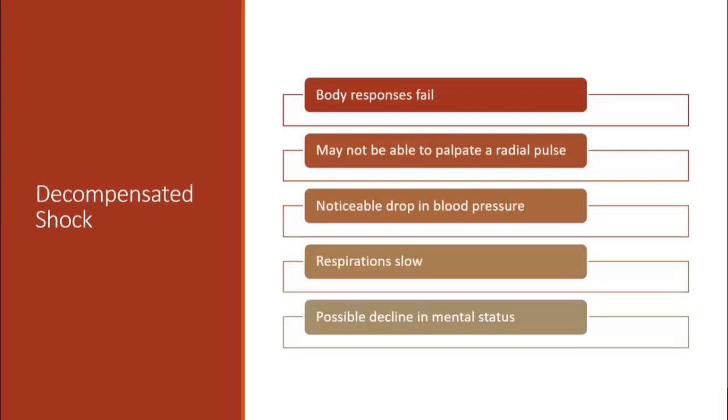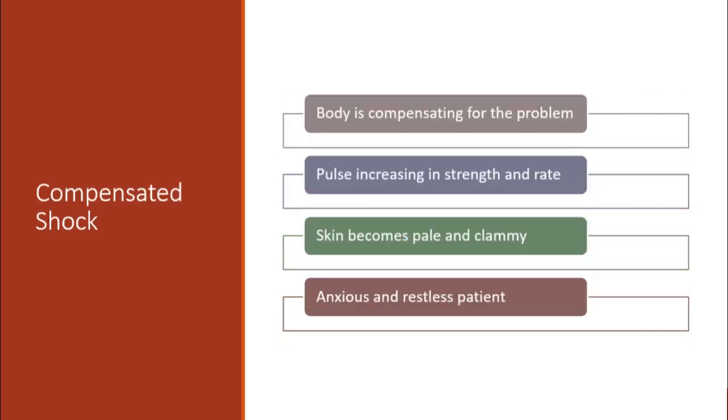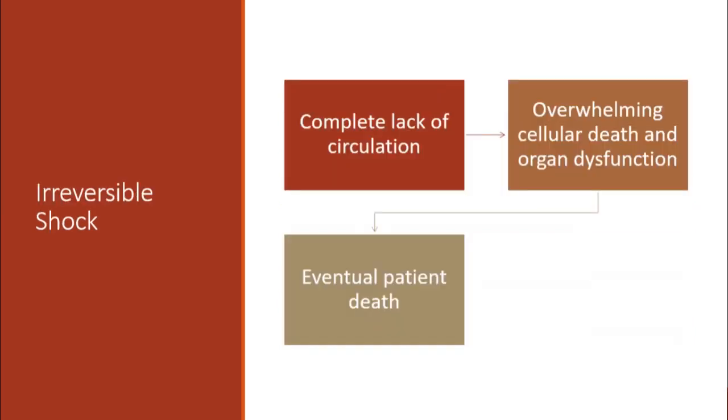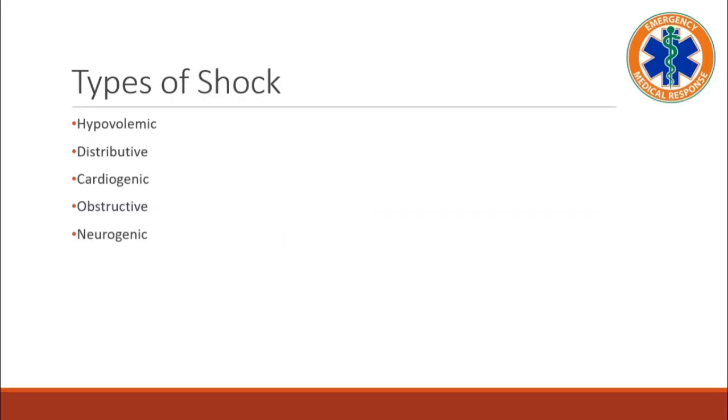In decompensated shock, the body responses are failing. We may not be able to palpate a radial pulse if the BP is low enough. At this point, you'll have the noticeable drop in blood pressure, the respirations are going to slow down, and you might have a further decline in mental status. And just, more so than our anxious and restless, it might be noticeable altered mental status. And then irreversible shock, essentially we have a complete lack of circulation, oxygen isn't getting where it needs to go, cells are dying, the organs are not functioning as they should, and that's going to lead to patient death.